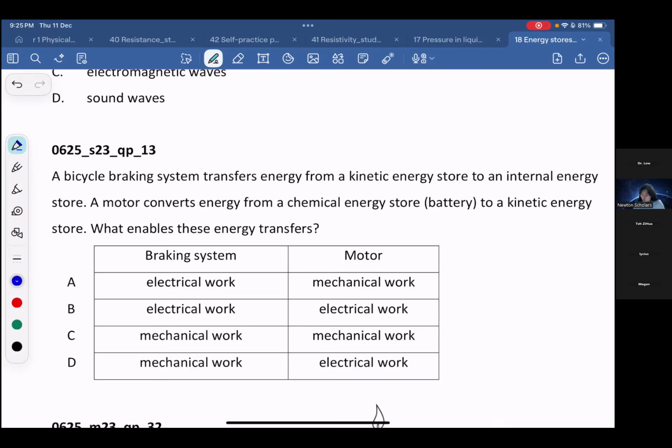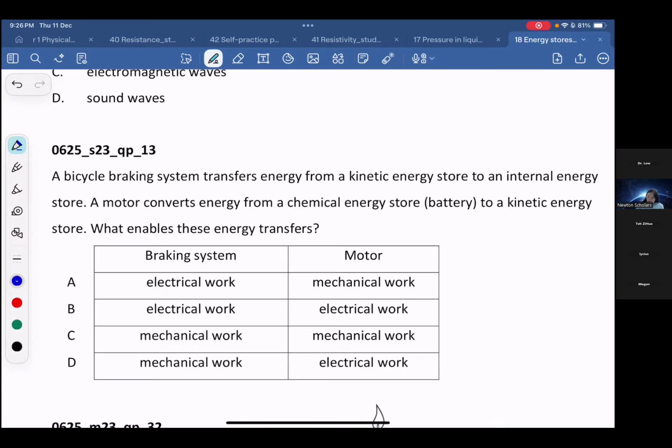Bicycle braking system transfers energy from kinetic energy store to an internal energy store. Then the motor converts energy from chemical energy store to a kinetic energy store. On the motor, we switch on the battery, we close the switch. So at the end, something is moving. Kinetic energy. Zihua correct. Emily correct. Angeline correct.